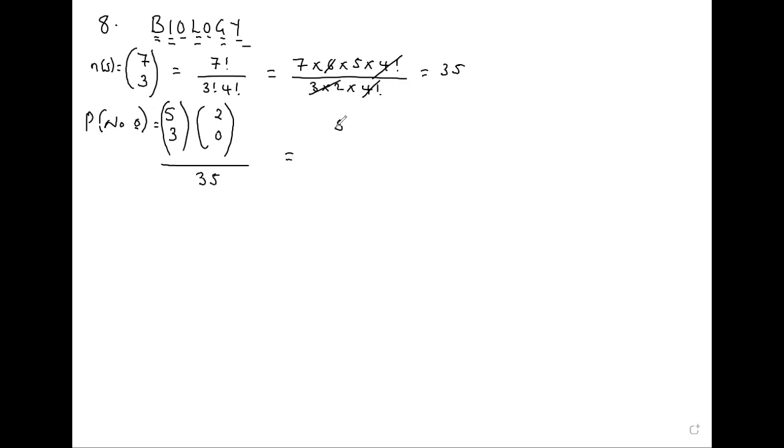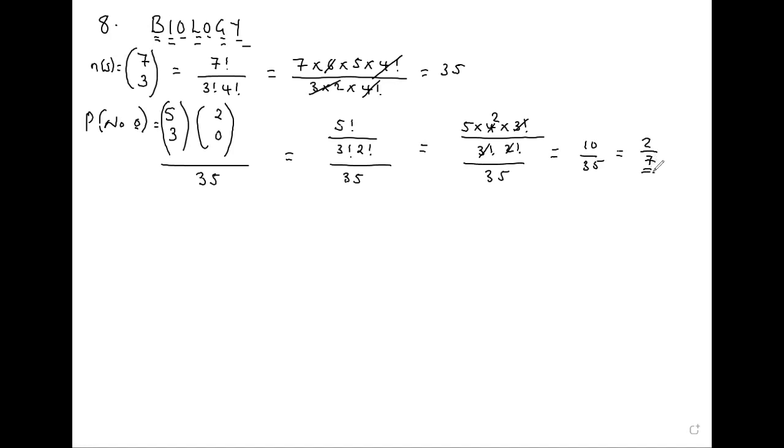2 choose 0 is just 1. Then 5 choose 3 is 5 factorial over 3 factorial, 5 minus 3 is 2 factorial, over 35. This is 5 by 4 by 3 factorial over 3 factorial, 2 factorial. So those will cut there. This will give us 10 over 35, which is 2 over 7. We divide by 5 there.